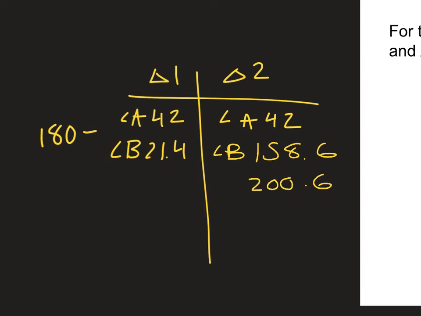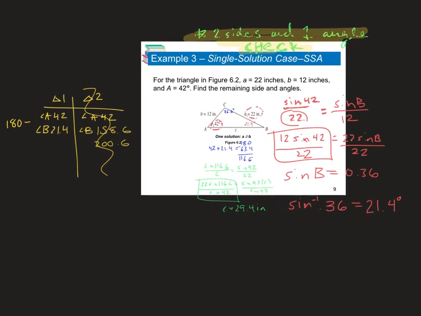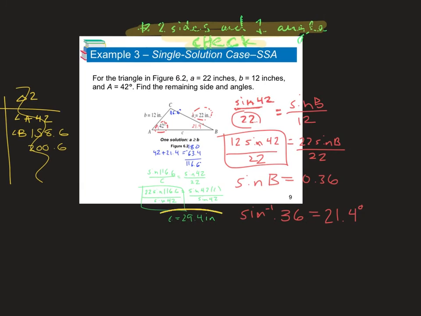If two angles in our triangle are 200.6, would that make a triangle? No, because two angles can't add up to more than 180. So we only have one triangle here. So our second case does not work. So we only have one triangle, and these are our three measures of the missing parts.